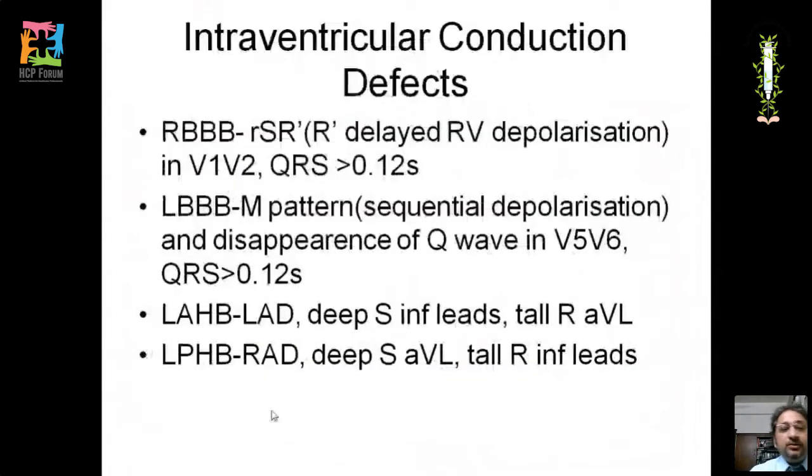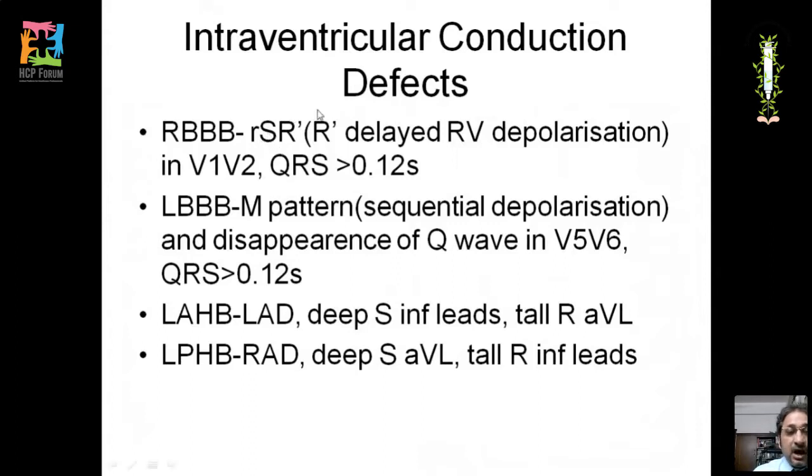Now coming to the intraventricular conduction defects. Now RBBB, what will happen? It will have an RSR dash in V1, V2. Why RSR dash? Since the left bundle is conducting normally, as I already told, in the right-sided lead there will be an RS pattern. So this part is normal. Now because the right ventricle depolarization is getting delayed compared to the left ventricle, this R dash will occur.